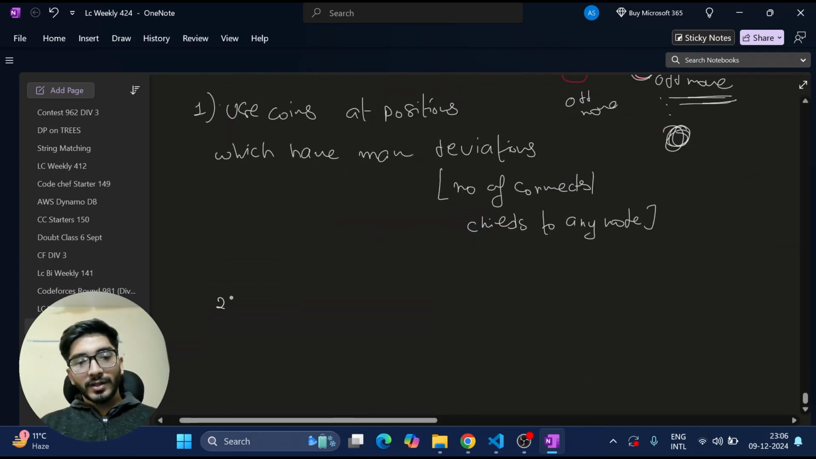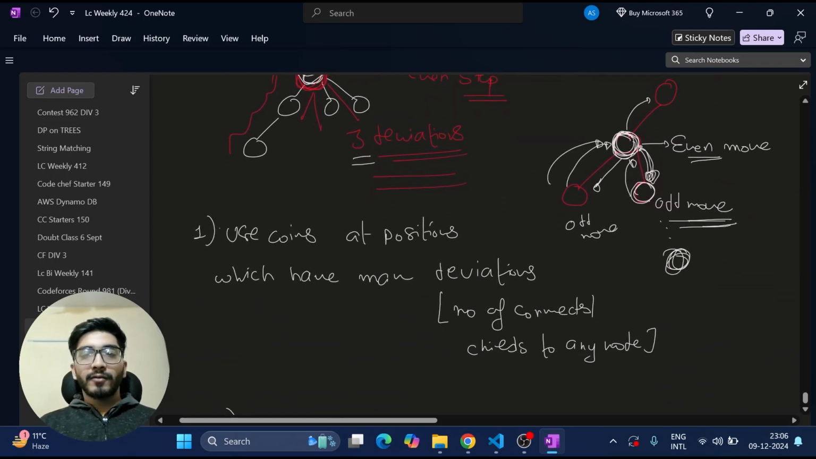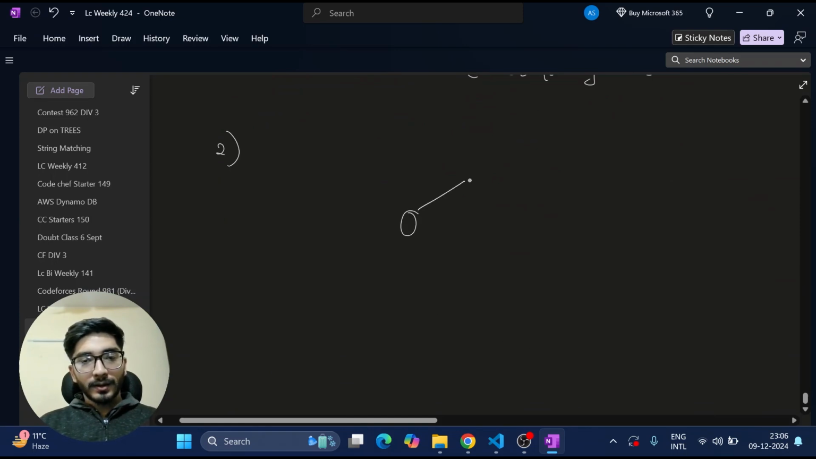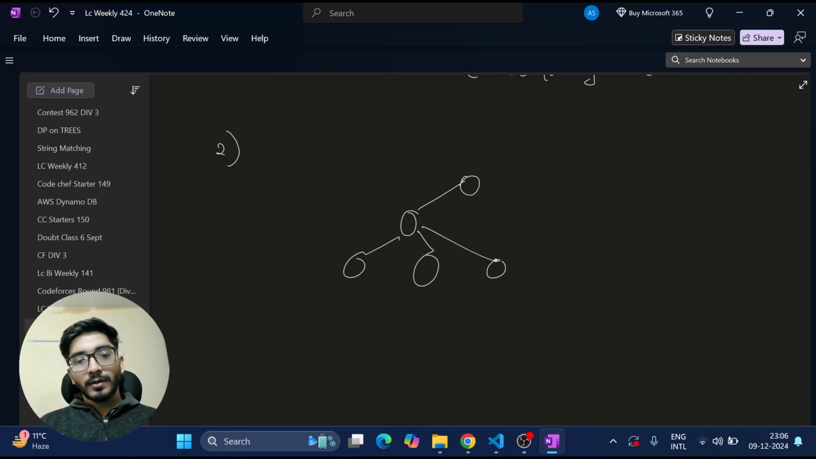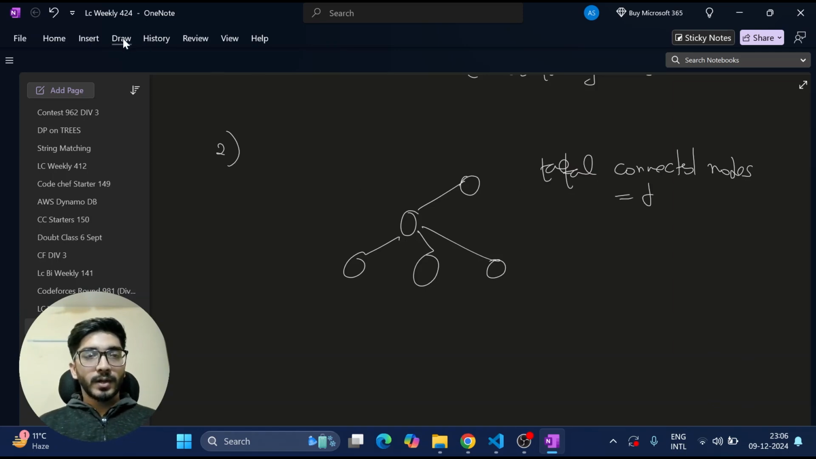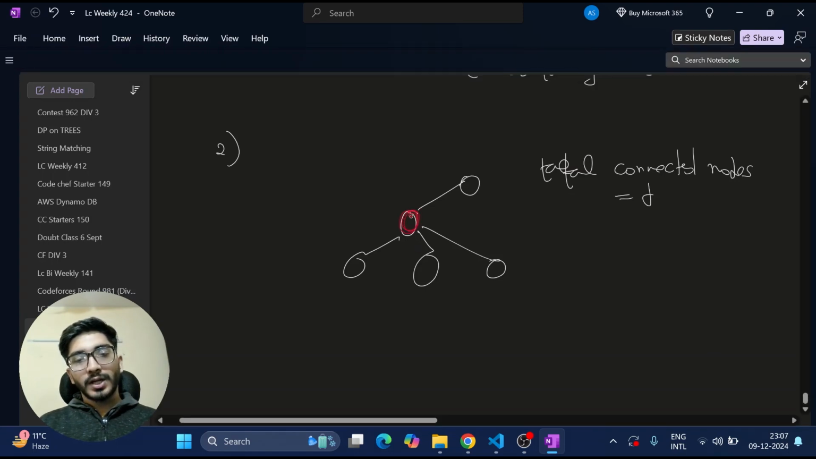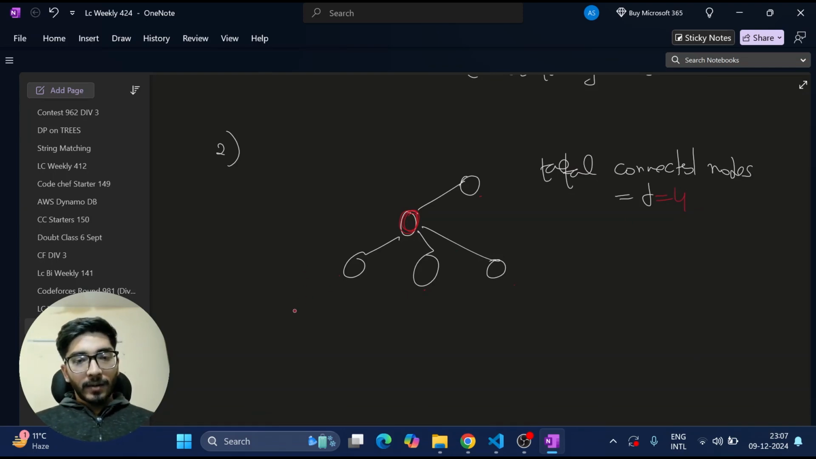Second thing is, we just discussed it up here that whenever there are, let's suppose, total connected nodes as D. So for this particular node, if my total connected nodes are D, which is 1, 2, 3, 4 in this case, and I am coming from this particular node and this is my vertex 1, so this will be my ideal path that I should follow while going towards vertex 1.